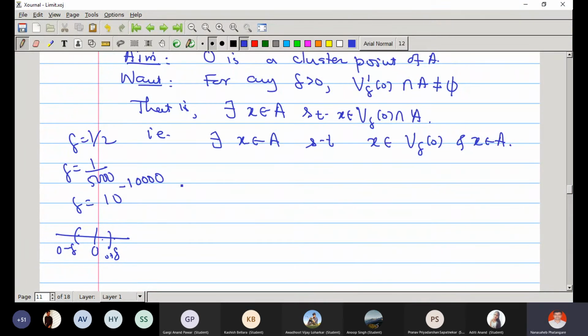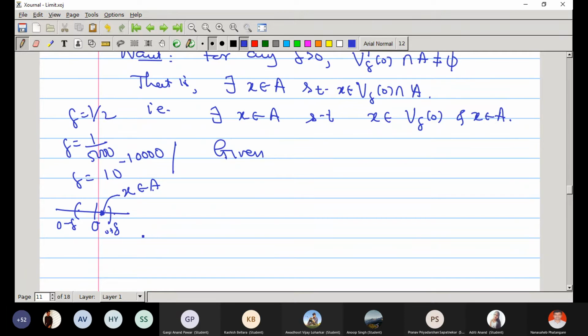And how will you produce that? Suppose you say that 0 is a cluster point of A. Somebody will ask you to prove it. The second person will give you a very small delta, and then you have to produce a member which is in A. If you produce a member which is in the delta neighborhood as well as in A, that means it is somewhere here, in the intersection. Do you see the figure? Yes.